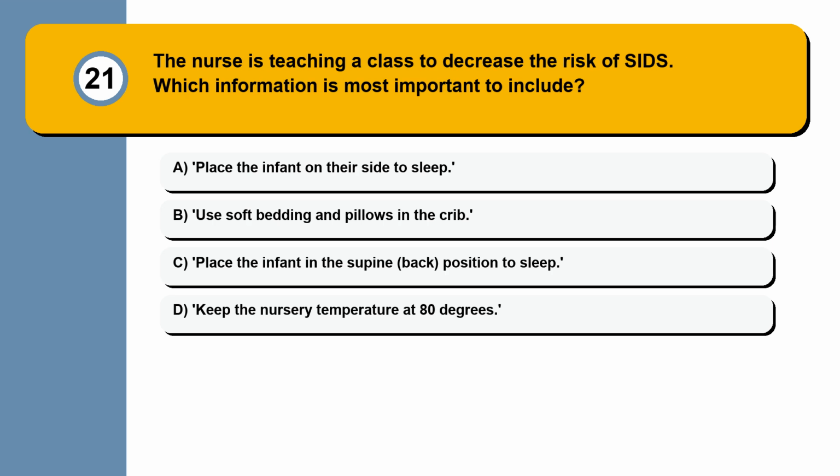Question 21. The nurse is teaching a class to decrease the risk of SIDS. Which information is most important to include? Place the infant on their side to sleep. Use soft bedding and pillows in the crib. Place the infant in the supine, back, position to sleep. Keep the nursery temperature at 80 degrees.